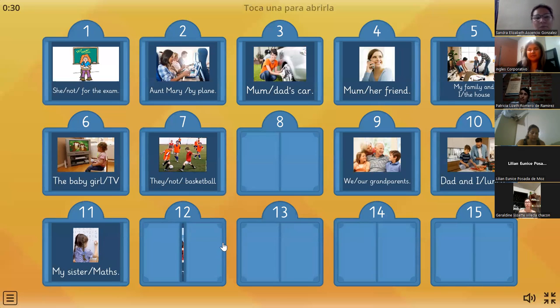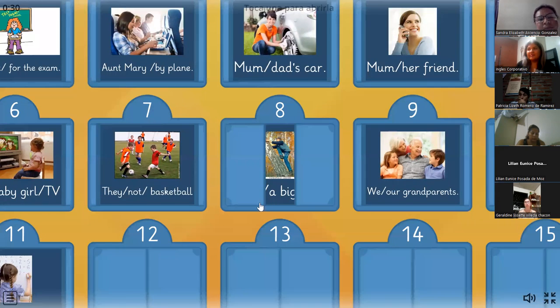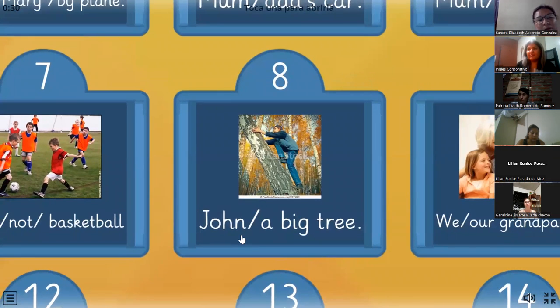Who else wants to participate? Sandra, do you want to participate again? Okay. Which number? Eight. John climbed. Okay, John climbed a big tree. A big tree. Okay, very good.